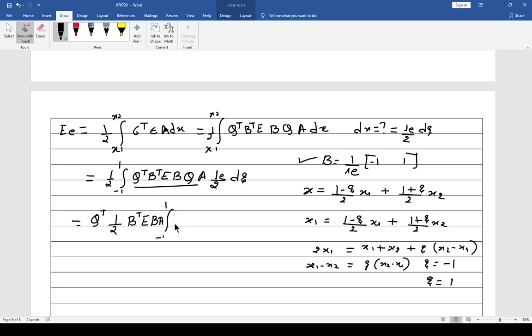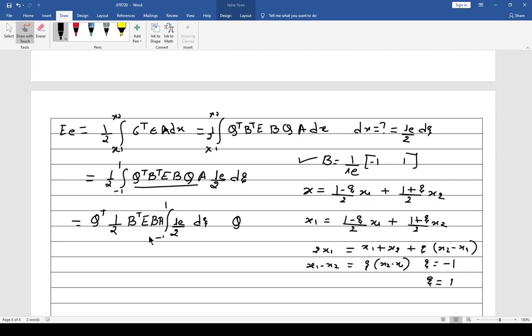Okay, so since I don't have space, I just write LE by 2 inside d xi, and I have one more term which will be outside, that is Q. Okay, so this is how this equation is going to turn out.